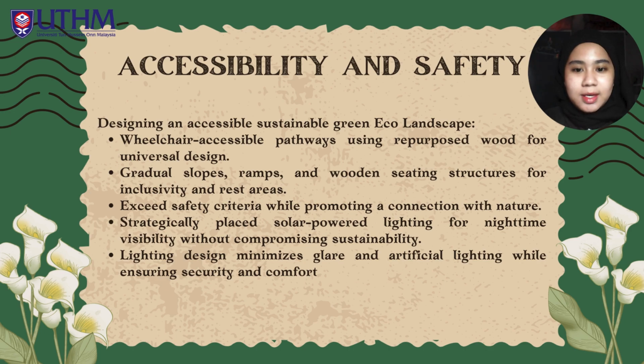Accessibility and safety. Designing an accessible, suitable green eco-landscape. First, accessible touchway using repurposed wood for universal design. Second, ramps, slopes, flat, and wooden seating structure for inclusivity and rest areas. Third, ensure safety criteria while promoting a connection with nature. Fourth, strategic solar power lighting for nighttime visibility without compromising sustainability. Plus, lighting design with motion and adaptive lighting while ensuring security and comfort.